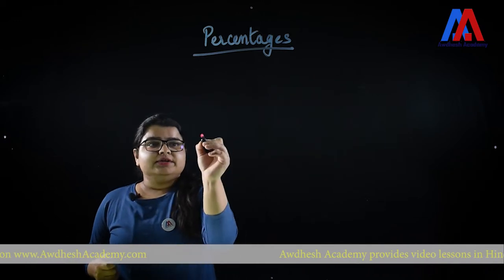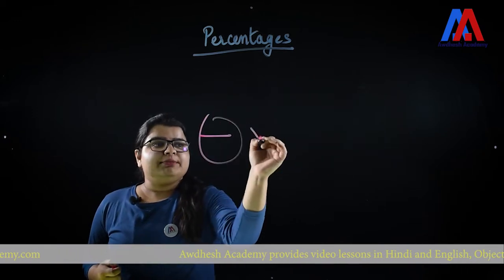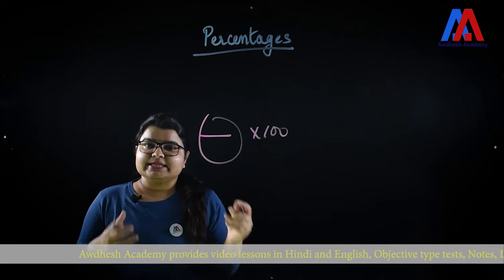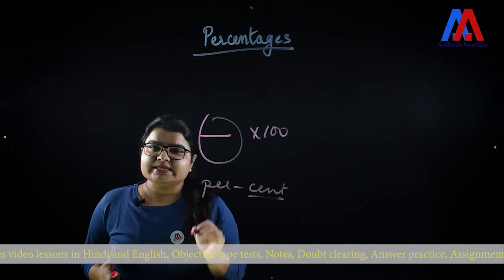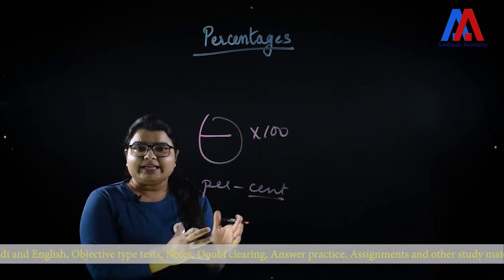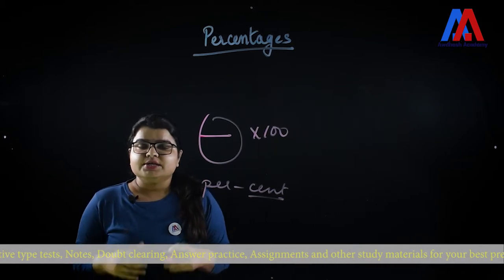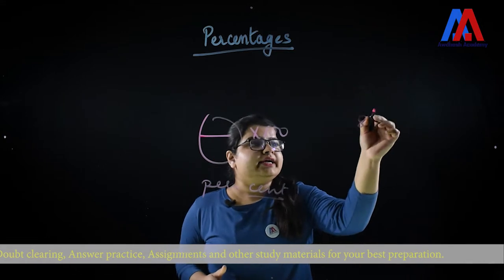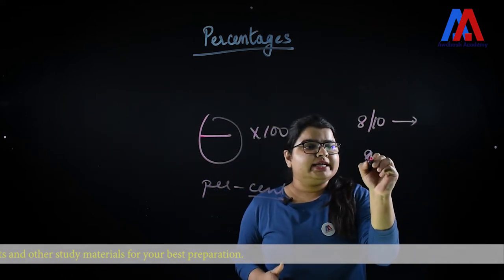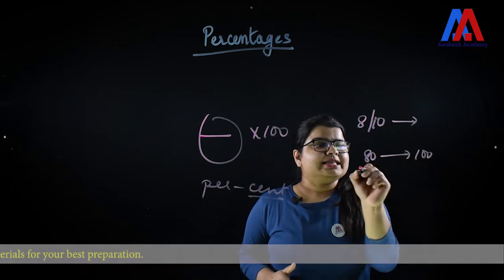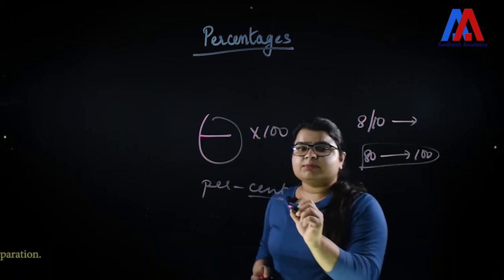Percentage is depicting any ratio and multiplying it by 100. As the name suggests, percent, cent means 100. So per 100 value is what we are calculating. So say you scored 8 out of 10. So that would mean you score 80 out of 100. And this is what we are calculating using the percentages.